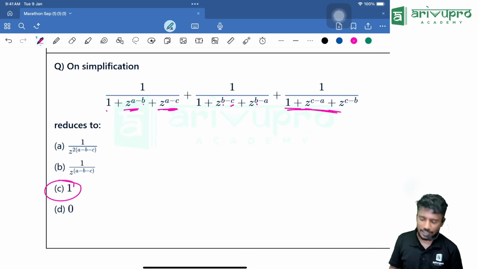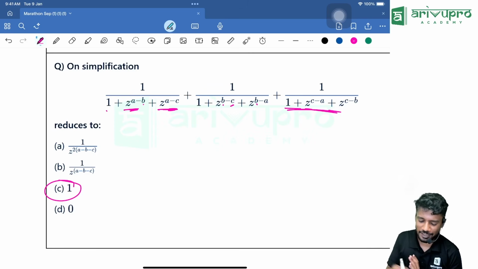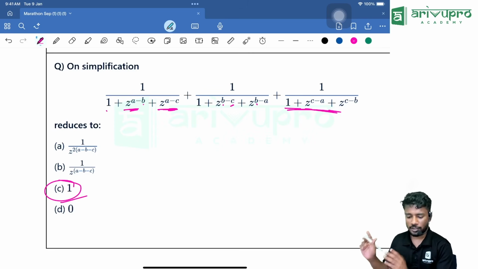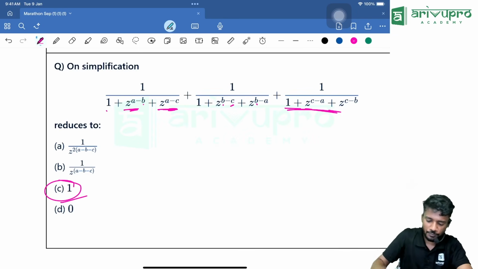It is a cyclic expression. So, what is going to happen here? At the end, you will get the answer as 1. Even if you try and solve everything, you will get it as 1. Next one.